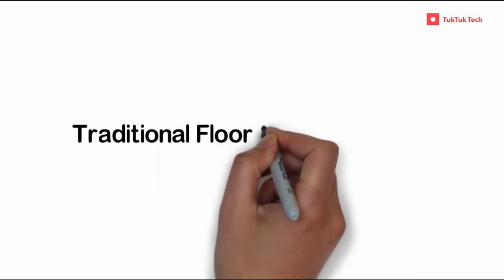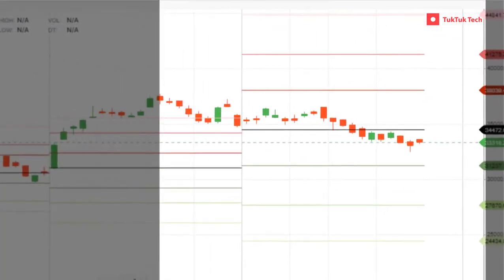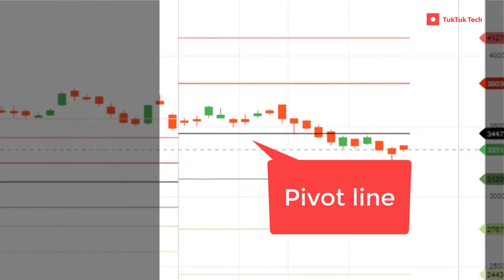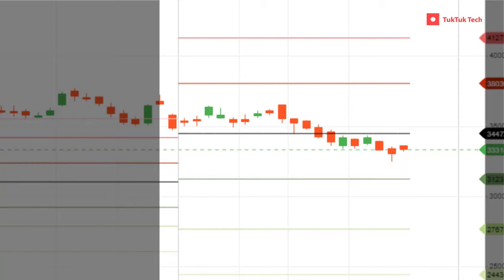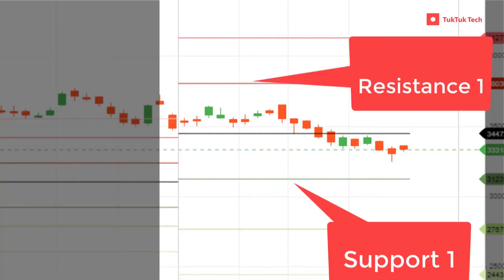The standard floor pivots indicator. The standard floor pivots indicator is available in all the trading platforms. It includes only the central pivot point, along with 3 levels of support and 3 levels of resistance.